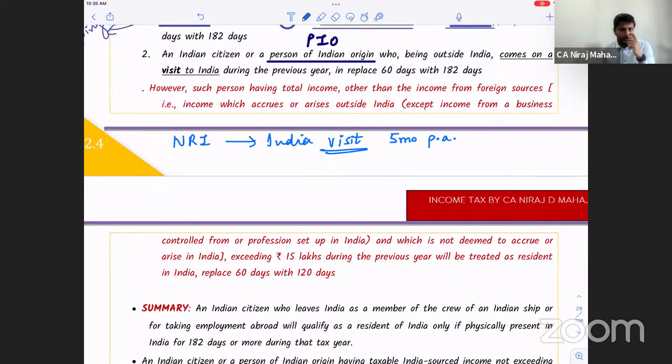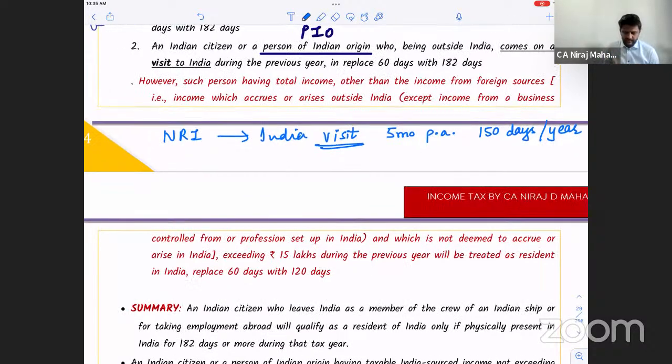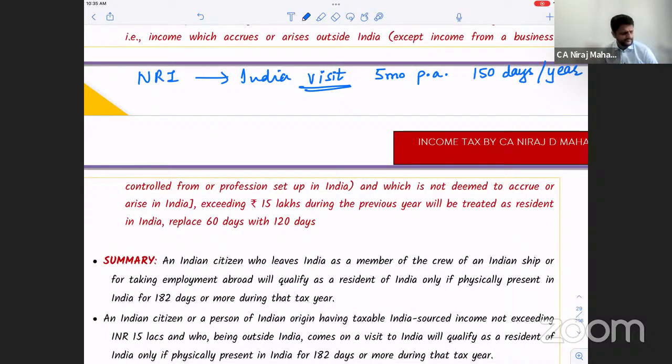Even if they come to India for a visit for 5 months per annum, per year. How many days? 150 days per year. Tell me, in normal cases, is basic condition number 1 satisfied? Quickly answer, all of you. Basic condition number 1 is not satisfied. 150 days per year is less than 182.